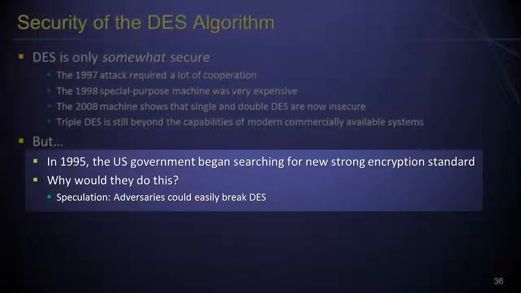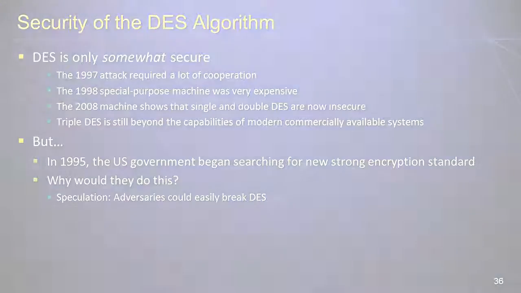Nevertheless, in 1995, the US government began laying the groundwork for a new, stronger encryption standard, despite the fact that DES had not yet been officially cracked. At the time, it was speculated by some that the search for a stronger standard emerged in reaction to evidence that US adversaries could now easily break the original DES cipher.